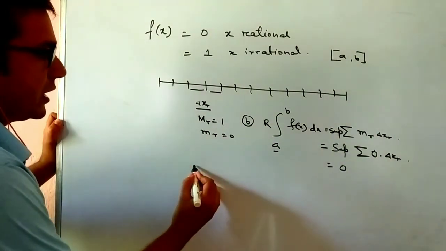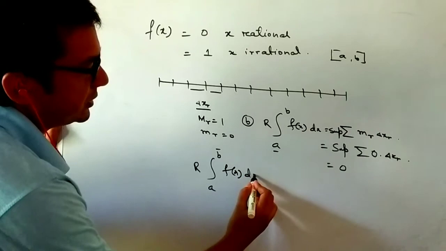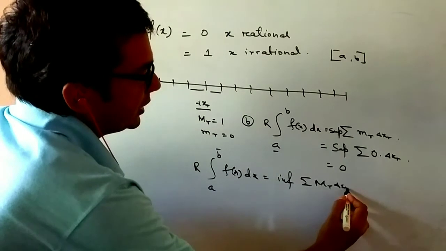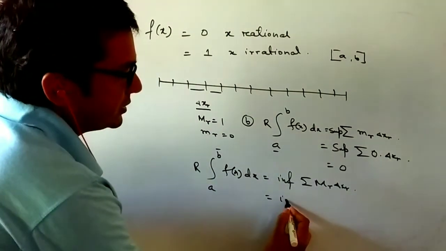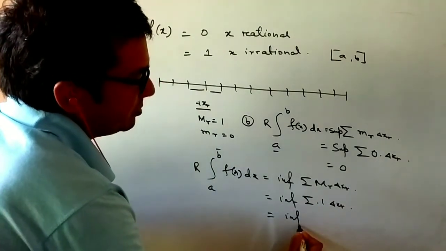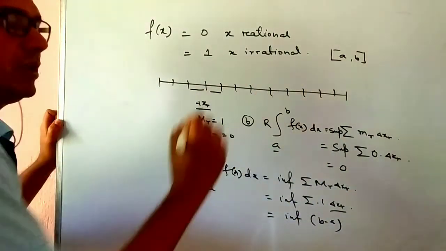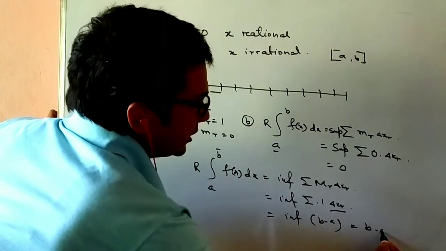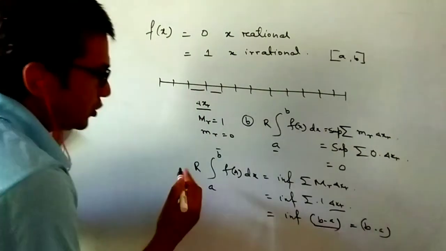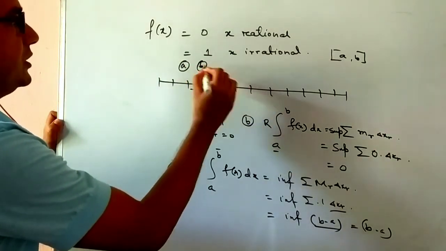And the upper Riemann integration, by the definition of upper Riemann integration, is the infimum of the summation of Mr into del xr, and this is the infimum of the summation of 1 into del xr, that is the summation of del xr, which means b minus a, the total length of the interval. Since this is constant, this is the first option. So option A and option B are correct.